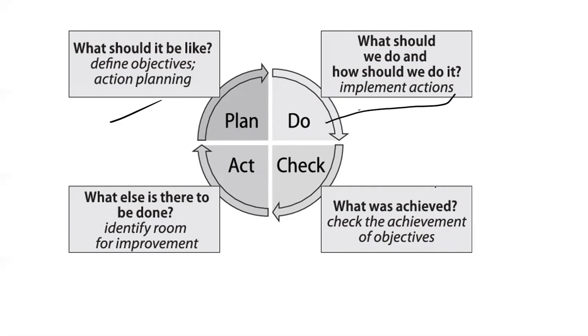Then the check stage. Check stage is what was achieved. We will check the achievement of objectives, whether the objectives are achieved or not. And in the act or adjust stage, what else is there to be done, is any backlog pending, we will check this, and we will act according to identified room for implementation. What else is there to be done in the act stage?